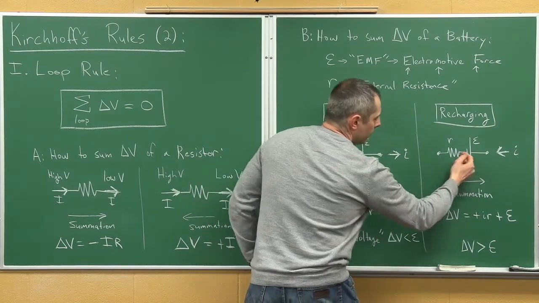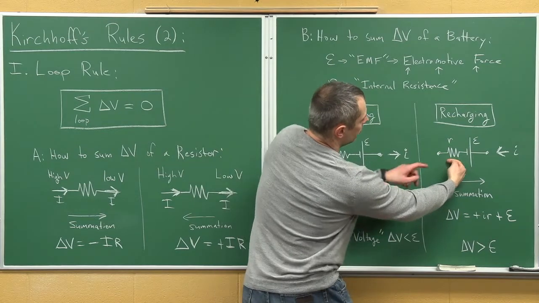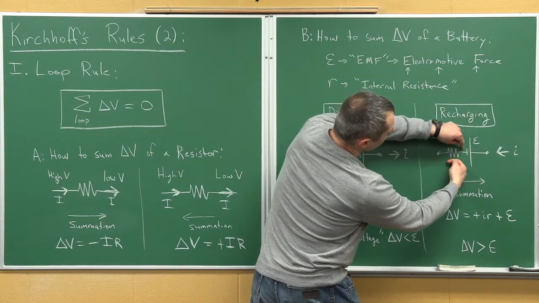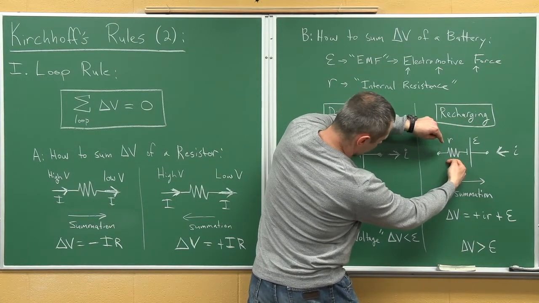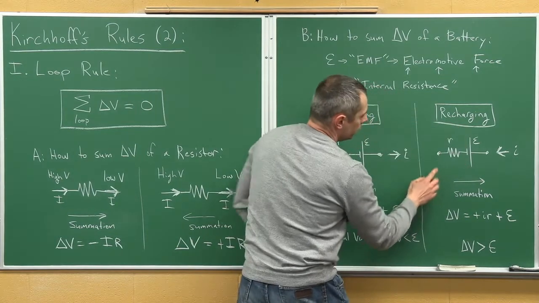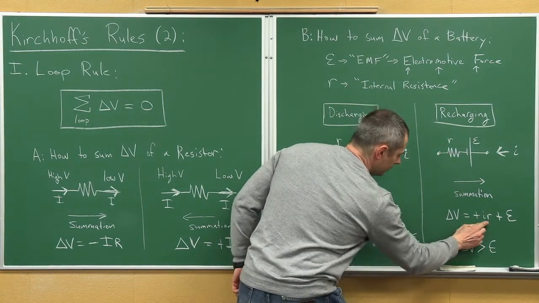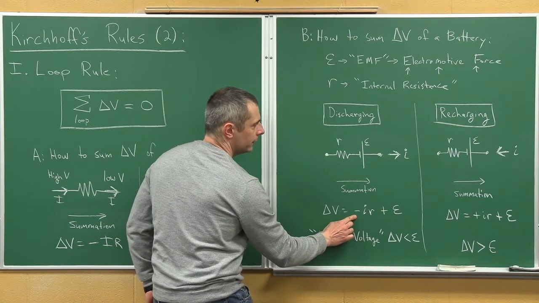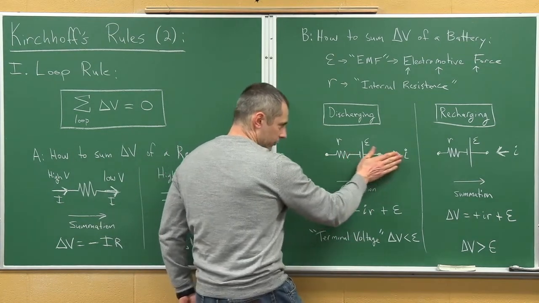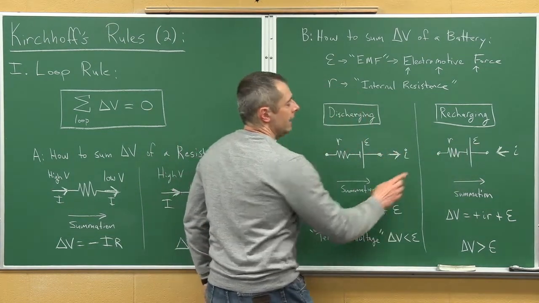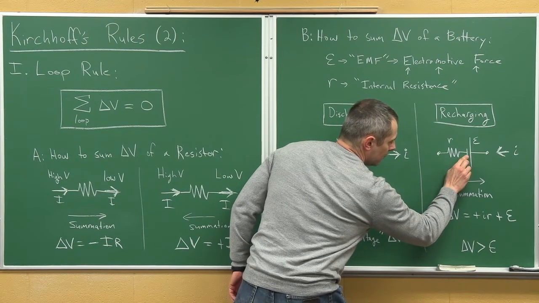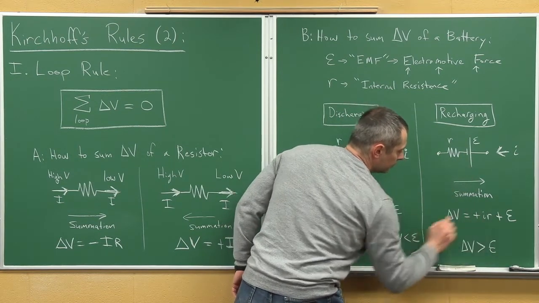So now the current's flowing this way, so I'm going from low voltage to high voltage. So the voltage through the resistor is plus IR instead of minus IR, because again, the direction of the current has changed. And then I go from the negative terminal of the chemical reactions to the positive, so I go plus EMF.